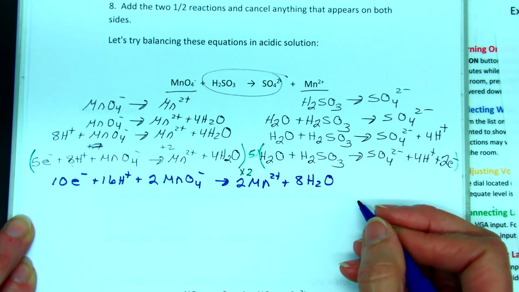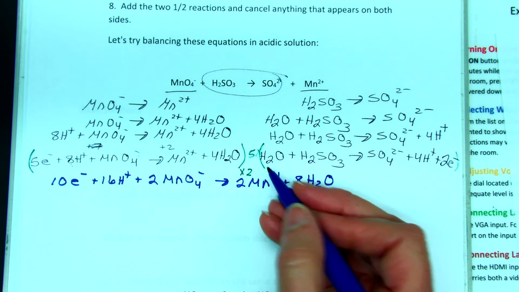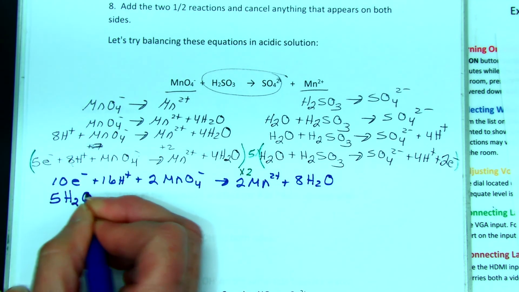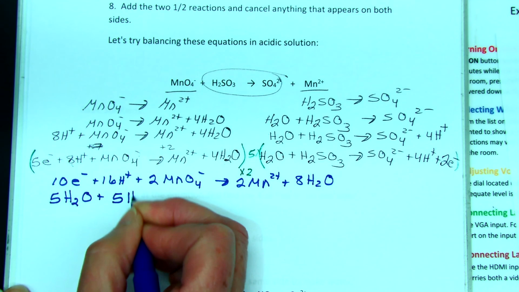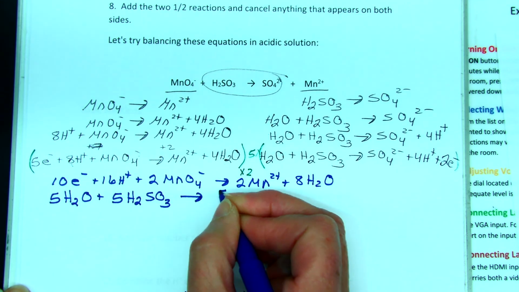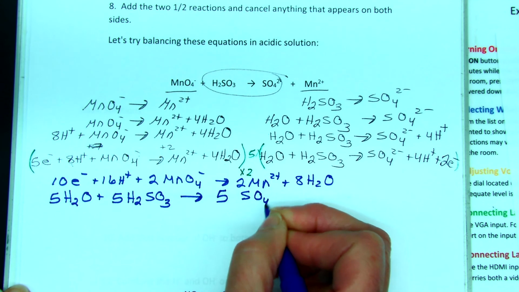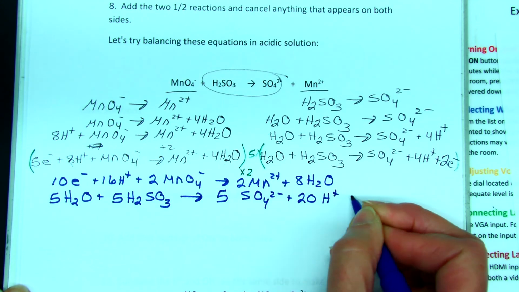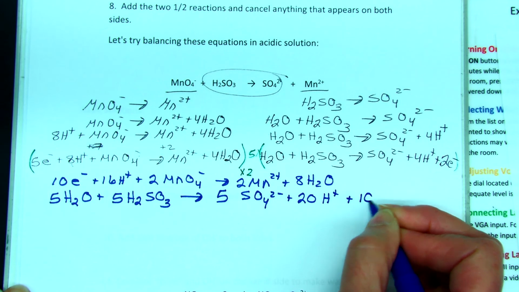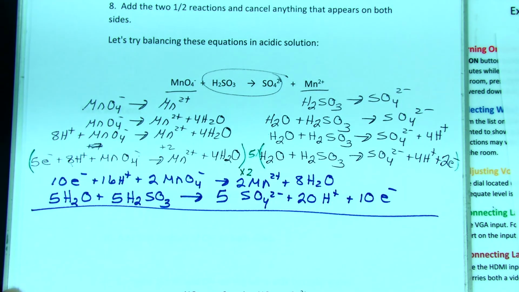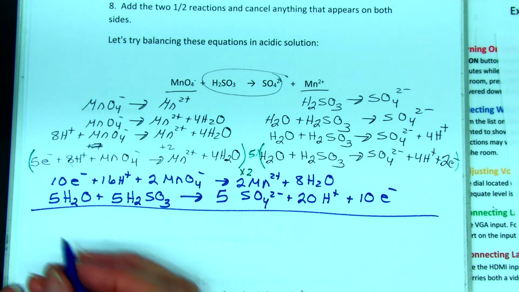Now I'll do the same thing for the other equation, multiplying by 5. 5 waters plus 5 sulfurous acid yields 5 sulfates plus 20 hydrogen ions plus 10 electrons. Now I add them together and then I'm going to cancel out what appears on either side.